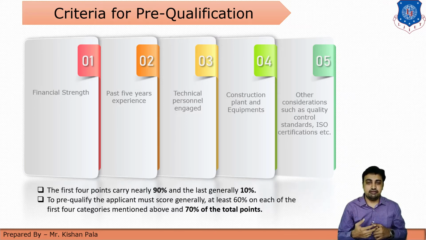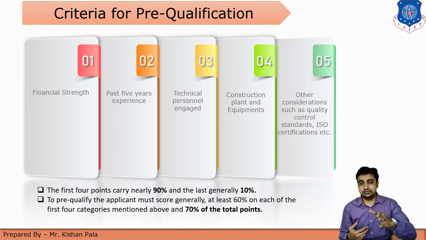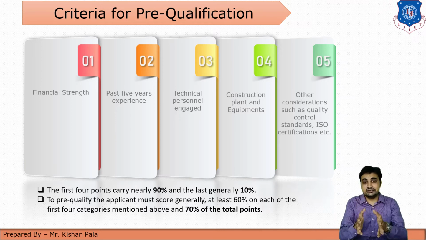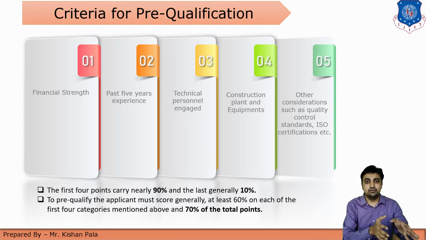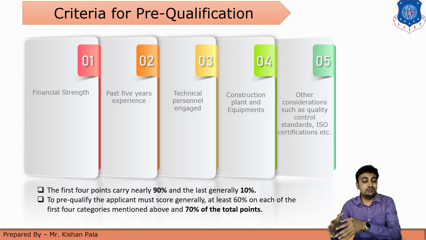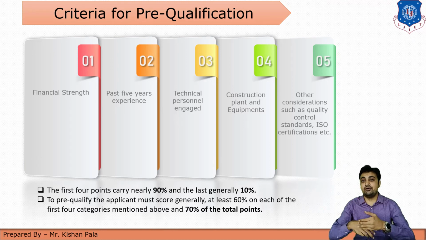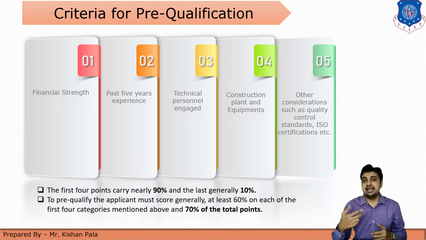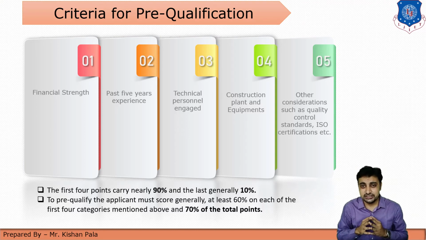And the second criterion is past 5 years experience, because contractors have to give the records of the past 5 years to the client. This shows how the contractor follows the terms and conditions for past work, or we can say whether he has done work with quality. So the client gets all this information from the past 5 years experience of the contractor. So this is one of the criteria for the pre-qualifications of the contractor.